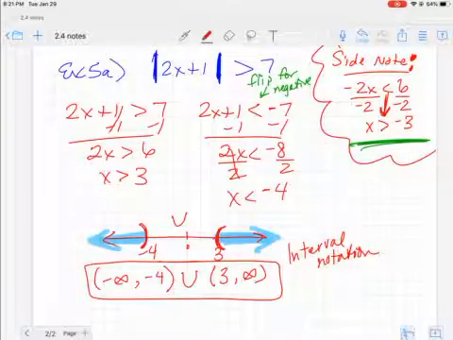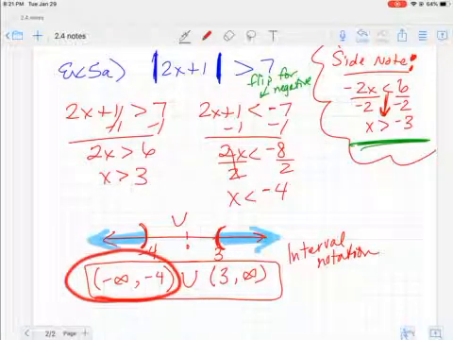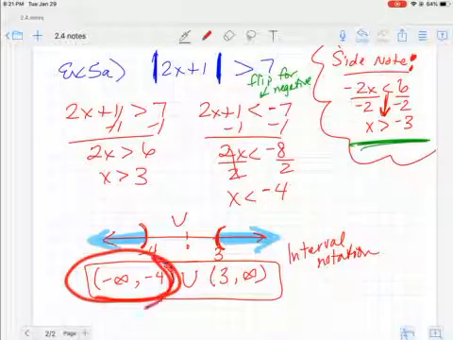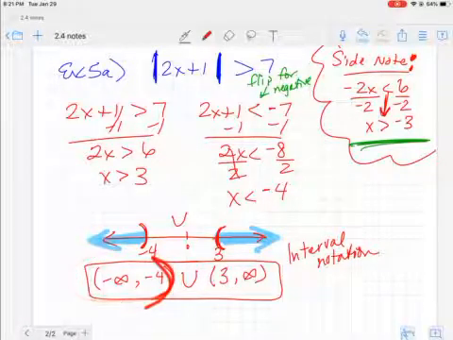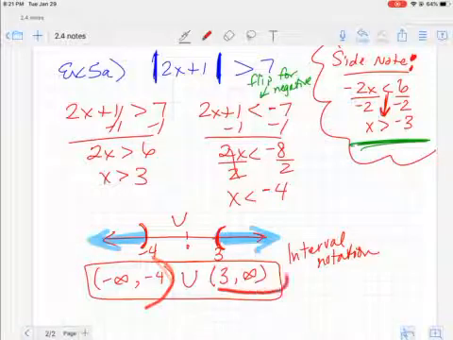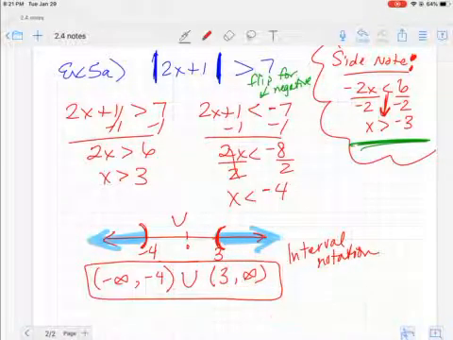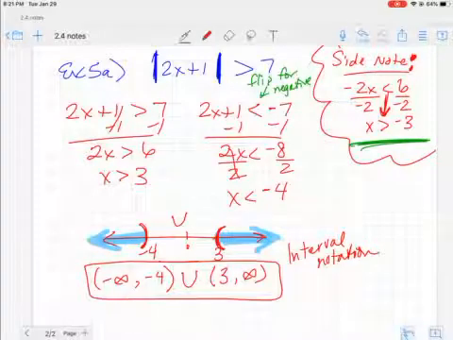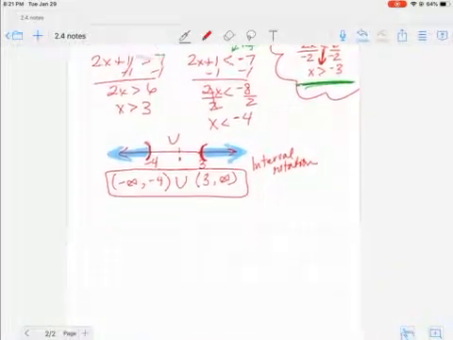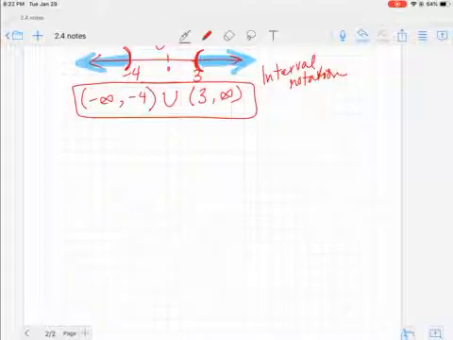So the solution to this, what are the values of x that are going to make this true? Well, anything that is less than negative 4, up to but not including negative 4, and then anything from 3, not including 3, on to infinity. Cool, right? Nice. Let's do 5b here.